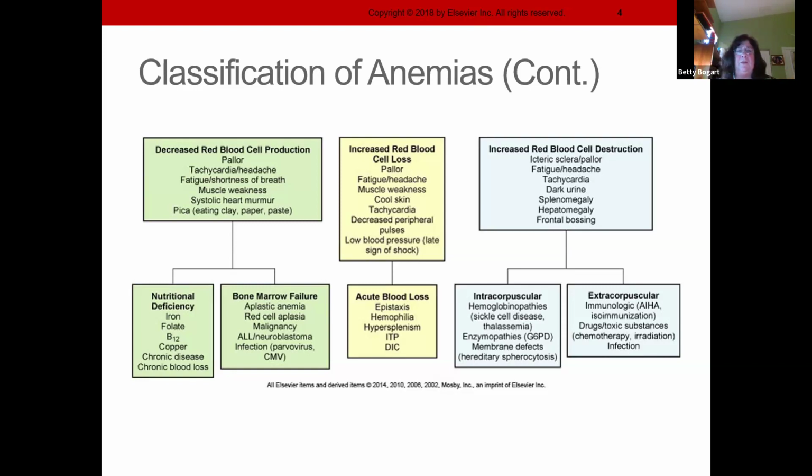The increased red blood cell loss, that again is your nosebleeds. That's hemophilia. But it's also something called ITP. We're going to go into that. Idiopathic thrombocytopenia purpura. Say that 3 times quick. And that's just the platelets are low. P is platelets, low platelets. And then the increased red blood cell destruction, as in sickle cell or as in your thalassemias.